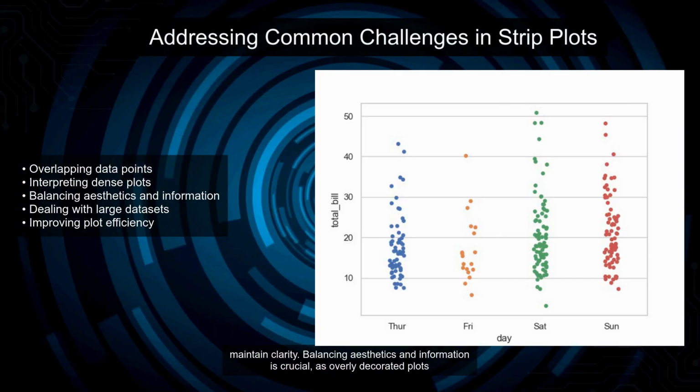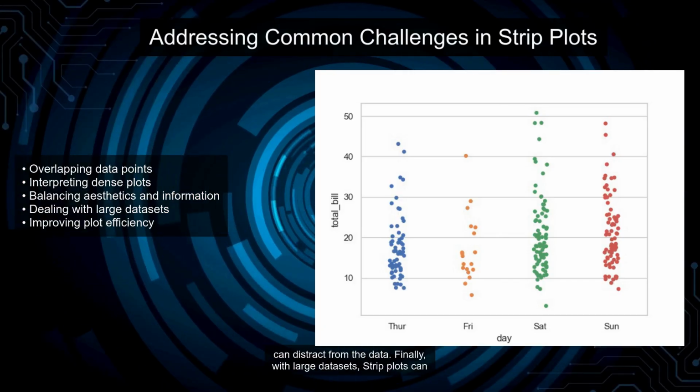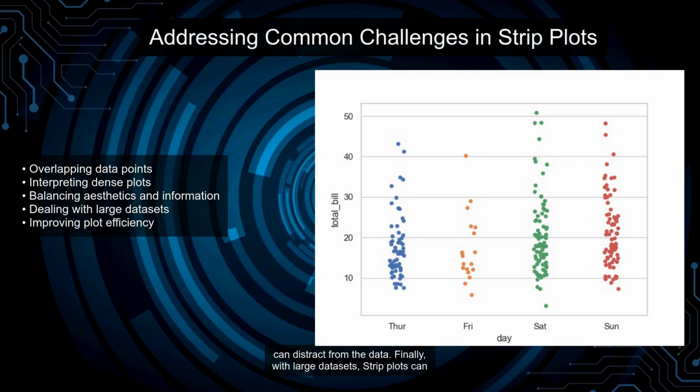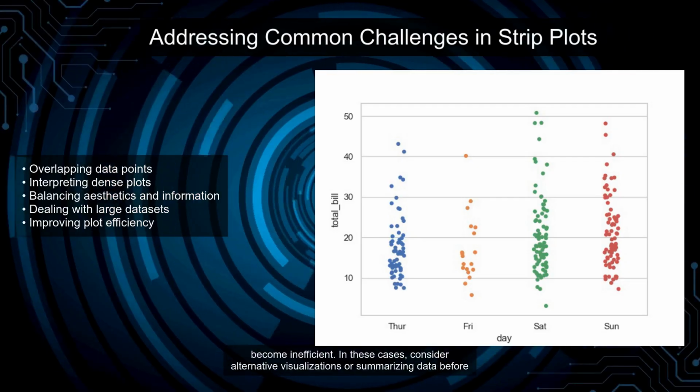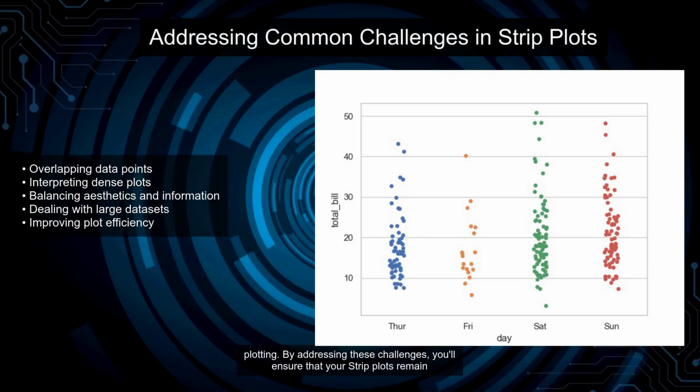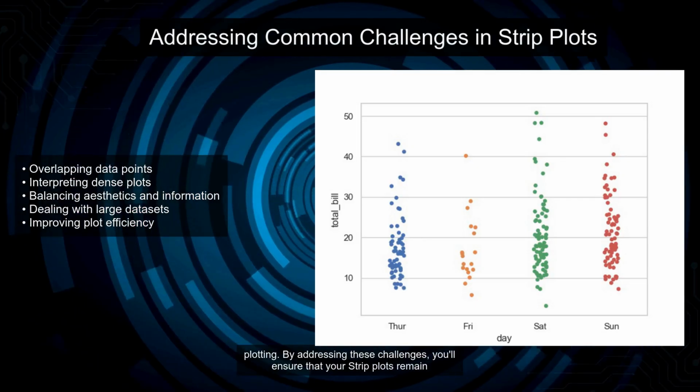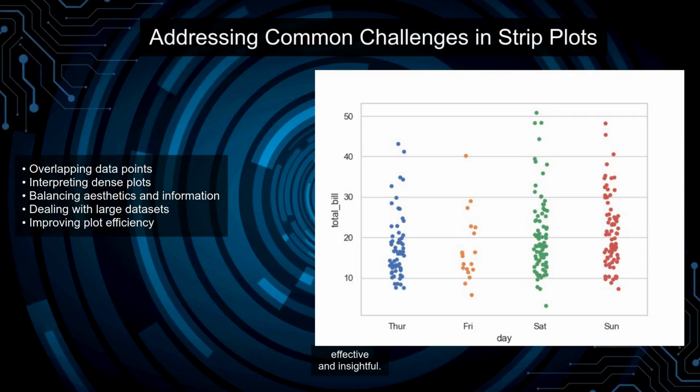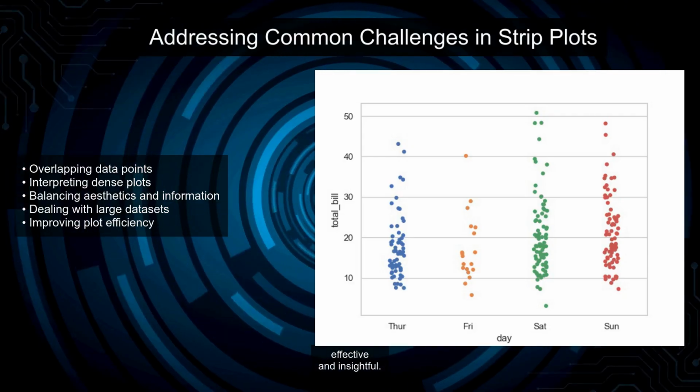Balancing aesthetics and information is crucial, as overly decorated plots can distract from the data. Finally, with large datasets, strip plots can become inefficient. In these cases, consider alternative visualizations or summarizing data before plotting. By addressing these challenges, you'll ensure that your strip plots remain effective and insightful.